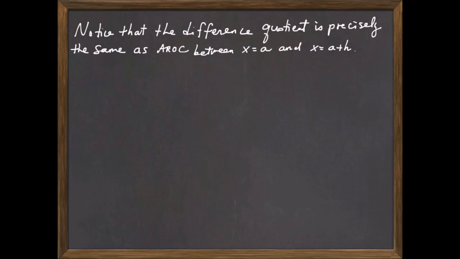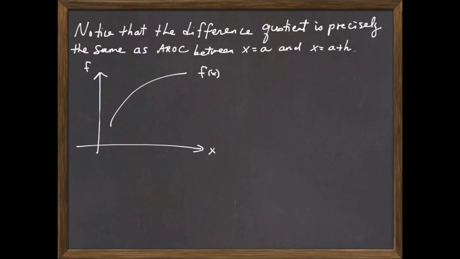Notice that the difference quotient is precisely the same as the average rate of change between x equals A and x equals A plus H, which is something we've just calculated. And here's why. If we have the graph of the function f of x labeled here, then the point x equals A corresponds to this point on the graph, and the point x equals A plus H, having a positive value for H, gives you a point that is to the right of x equals A, and that will correspond to about this point on the graph here.